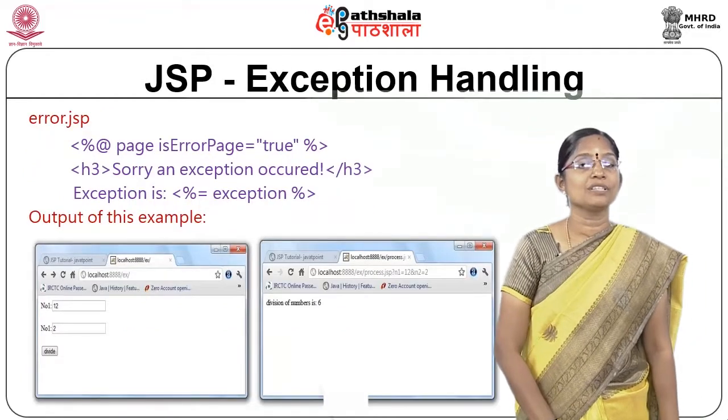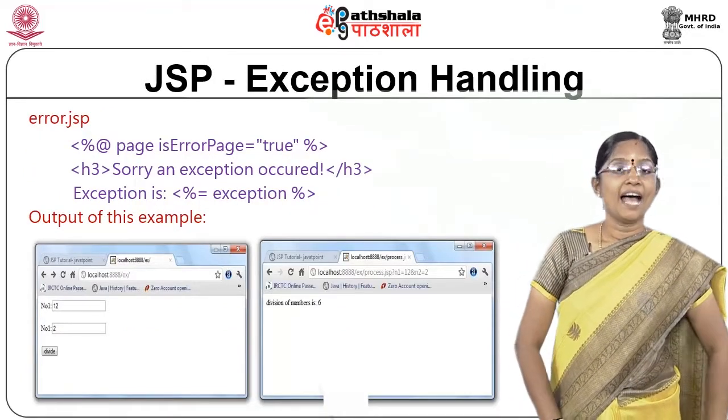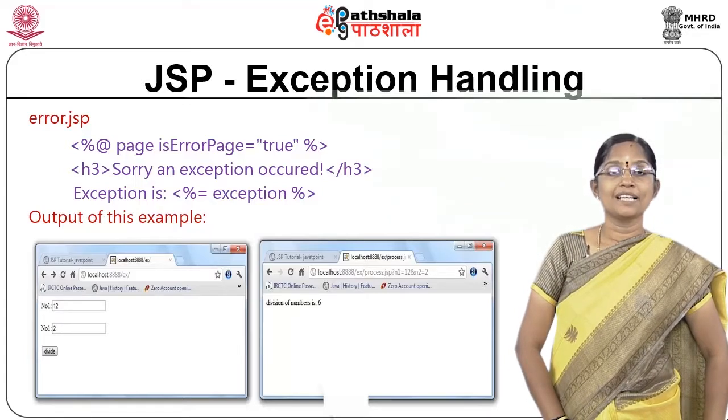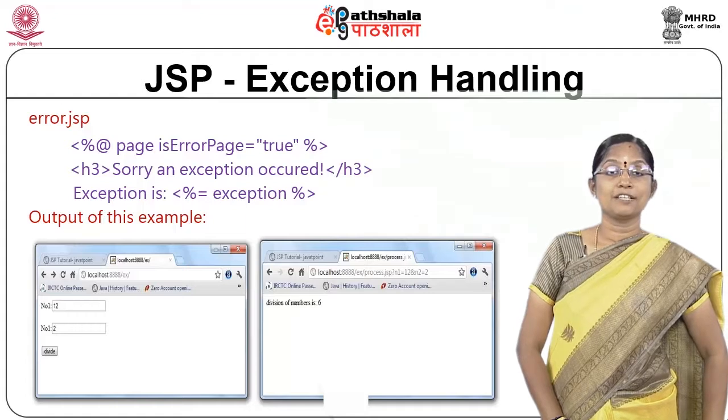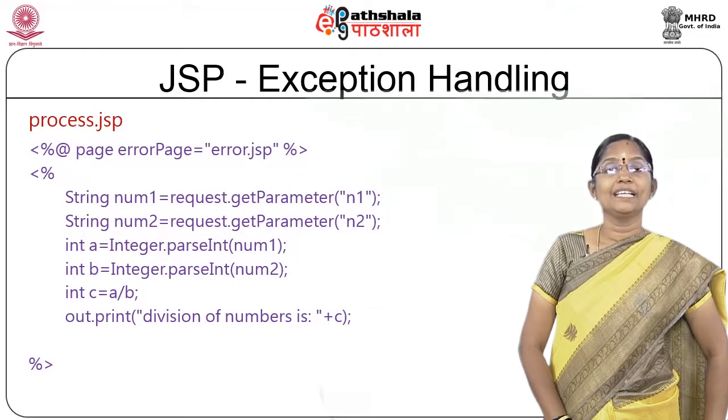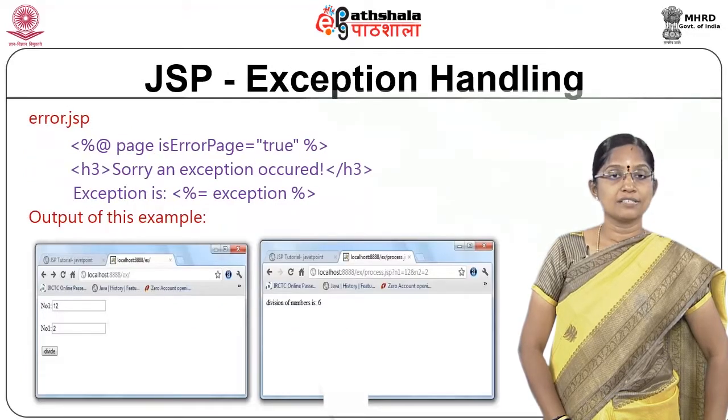Now let us look through this error.jsp. In the page directive, isErrorPage is equal to true. If this parameter has been set to true, it says that if any error occurs, it is redirected here because of the page directive, and this is true.